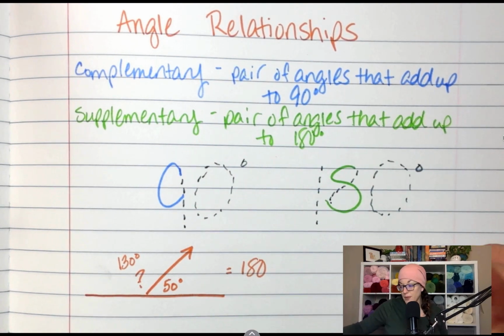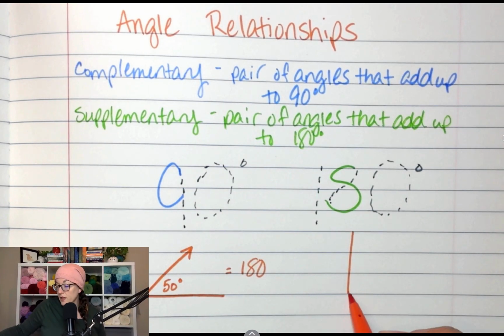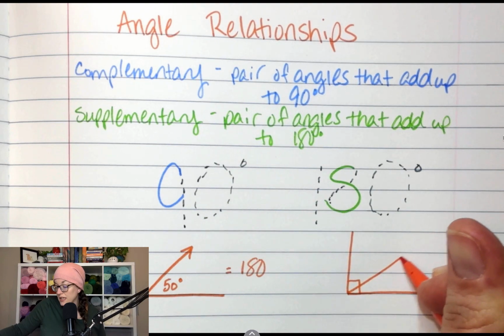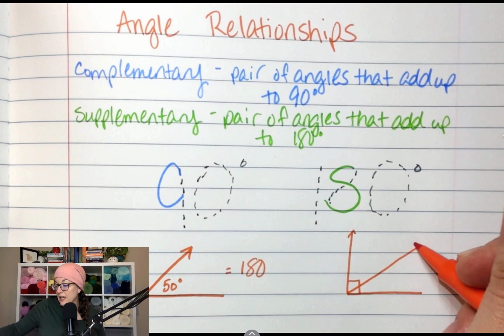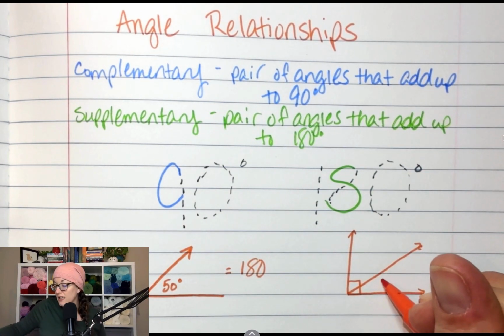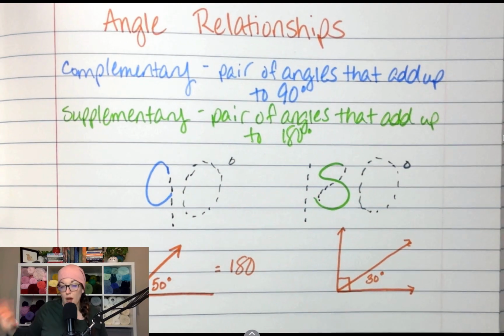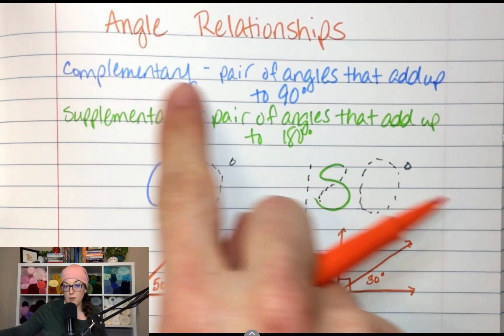Same idea with complementary. In this case, we have a 90 degree angle, and I'm going to draw a line through that angle to cut it. It is not cut in half. Unless it tells you that it's cut in half, do not assume that it's cut in half. I'm going to say this angle is 30. How much do complementary angles add up to? What is the total here? This has to equal 90 because it's complementary.